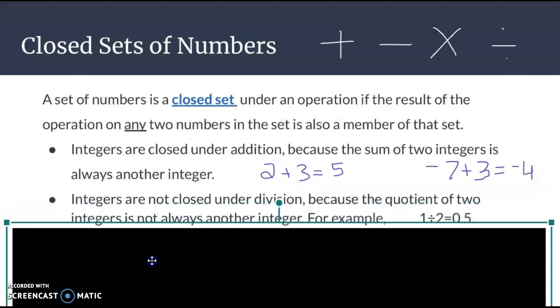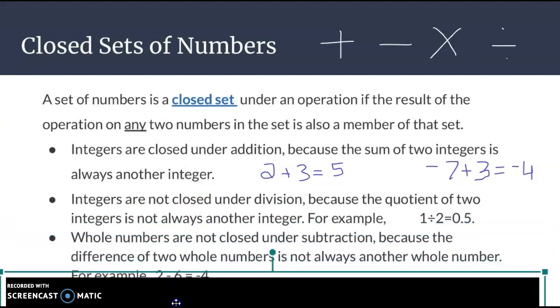However, you can't say that for division. Integers are not closed under division because the quotient of two integers is not always another integer. For example, 1 divided by 2 is 0.5. 1 is an integer, 2 is an integer, but 0.5 is not an integer. 0.5 is a fraction, which could be written as 1 over 2. You just need one example to disprove it, and then you would say not closed rather than closed.